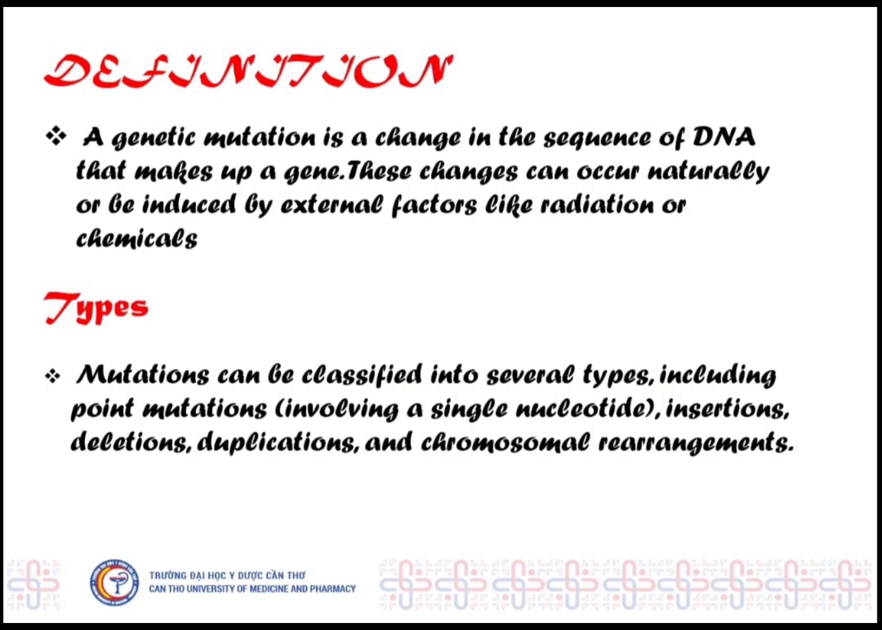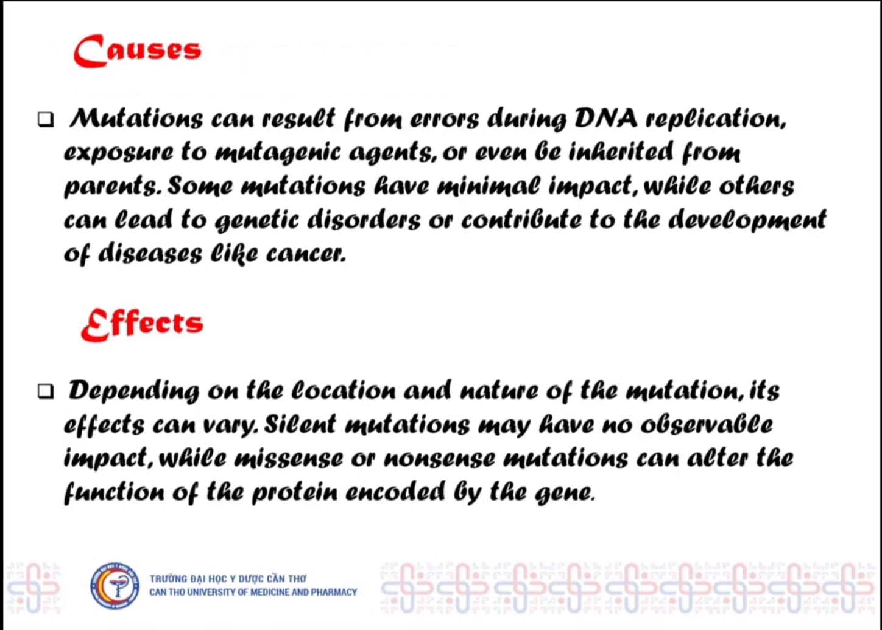Genetic mutation. Genetic mutation is a change in the sequence of DNA that makes up a gene. These changes can occur naturally or be induced by external factors like radiation or chemicals. Types. Mutations can be classified into several types, including point mutations involving a single nucleotide, insertions, deletions, duplications, and chromosomal rearrangements. Causes. Mutations can result from errors during DNA replication, exposure to mutagenic agents, or even be inherited from parents.